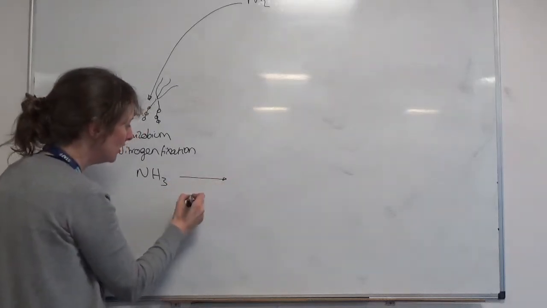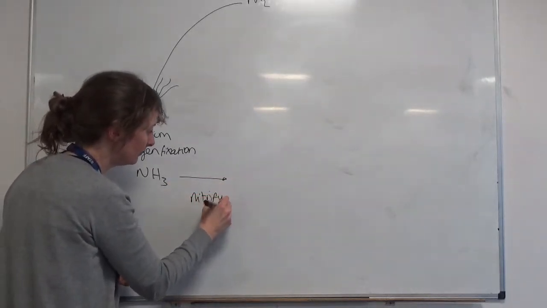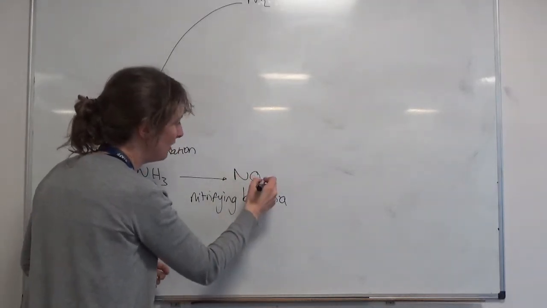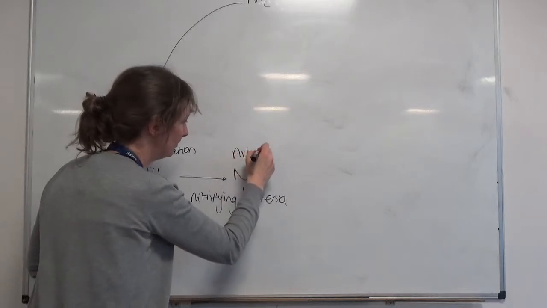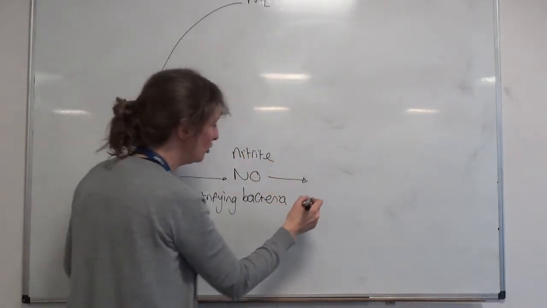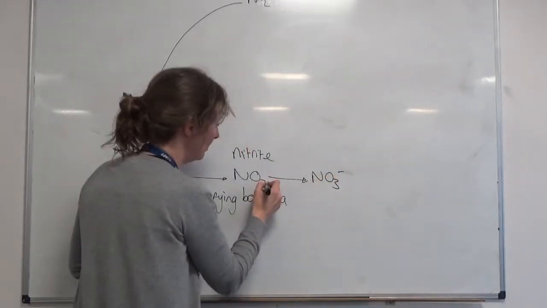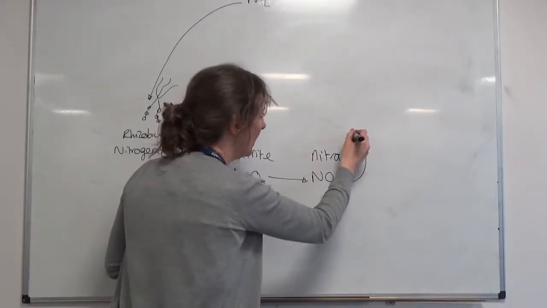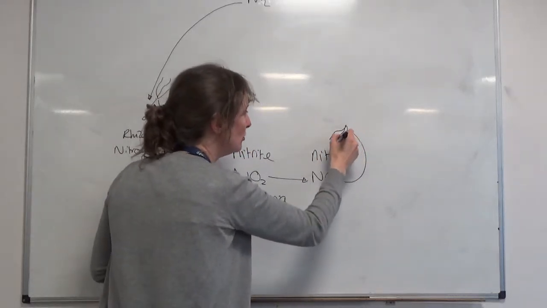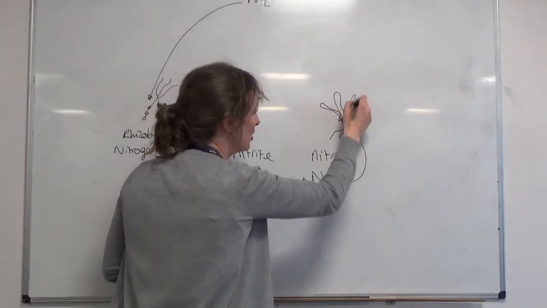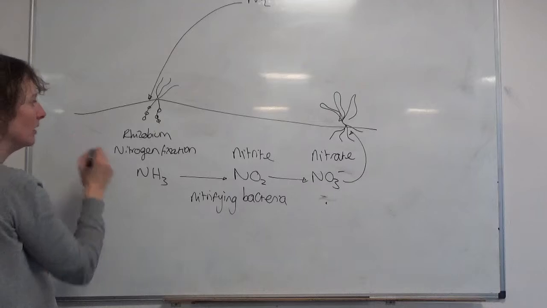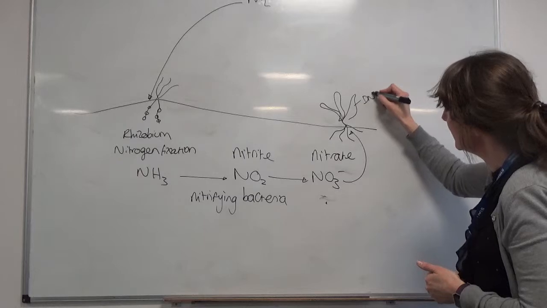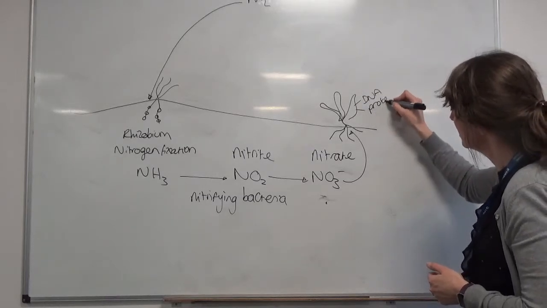the nitrifying bacteria, and that forms nitrite, and the nitrifying bacteria can also convert that to nitrate. The nitrates can then be actively transported into the roots of a plant that doesn't have Rhizobium in it, and that nitrate can then get incorporated into things like DNA and proteins.